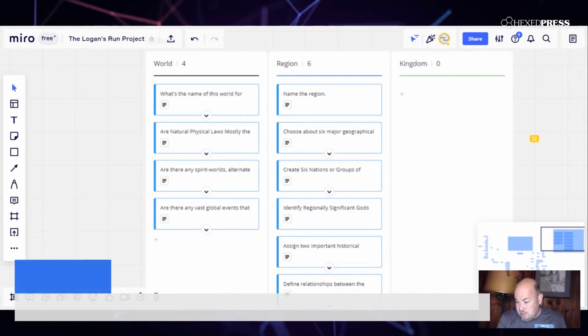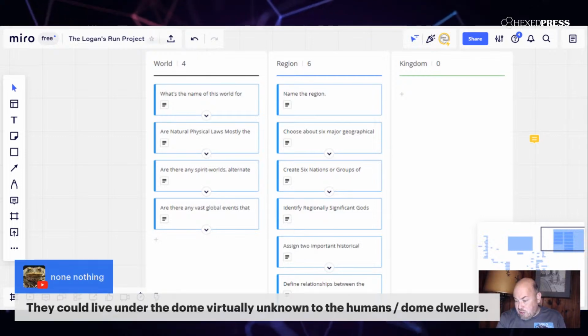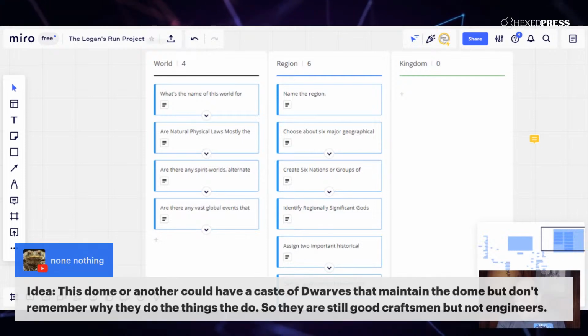Nothing says they can live under the dome virtually unknown to the humans or dome dwellers. Yeah, there's a lot of stuff. Oh wait, I'm skipping ahead. Let me go back. Let me see the first message. So let's see. Forget I read that last part. Let's start at the top.